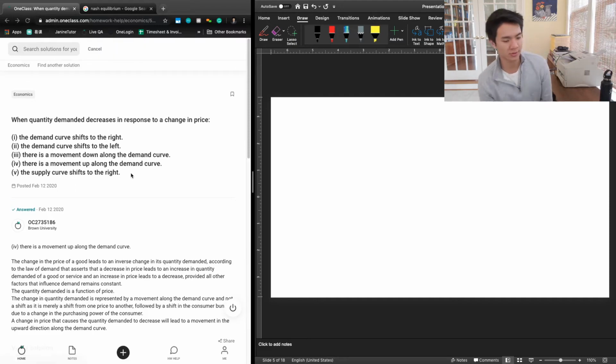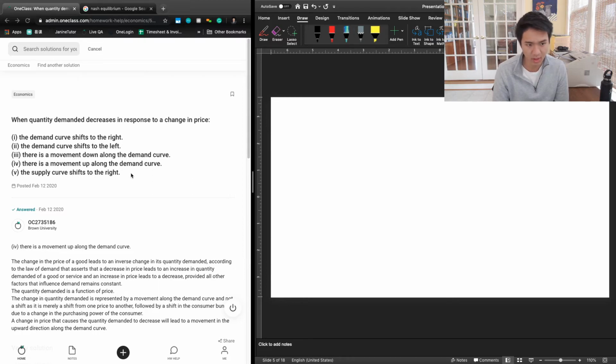The next question says, when quantity demanded decreases in response to a change in price, what happens? Let's read through the answer choices. 1 says the demand curve shifts to the right, 2 says the demand curve shifts to the left, 3 says there's a movement down along the demand curve, 4 says there's a movement up along the demand curve, and 5 says the supply curve shifts to the right.